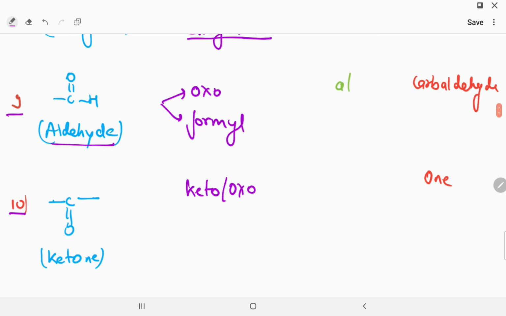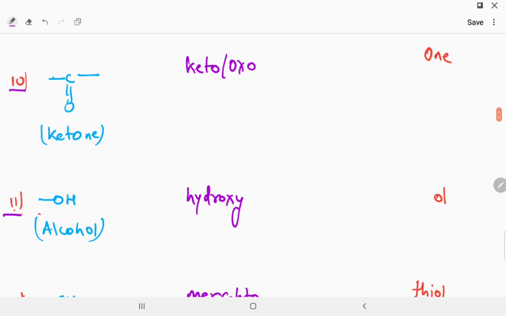Now the ninth number is aldehyde. Aldehyde has two types of prefix, oxo and formyl. Oxo is used when the carbon of the aldehyde is included, and formyl is used when the carbon is not included and the aldehyde works as a substituent, so it is used as a prefix. And it has two types of suffix again: al means carbon included in the parent chain, carbaldehyde means carbon is not included in the parent chain.